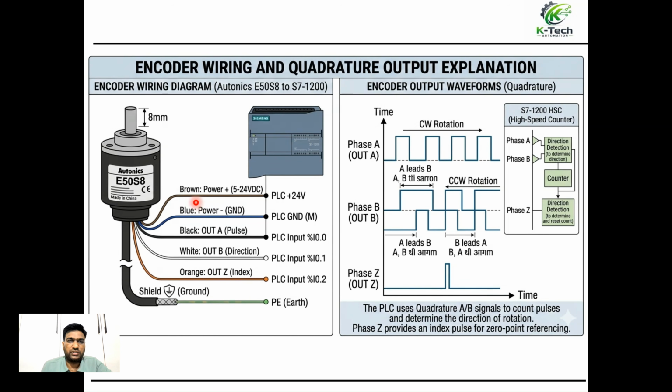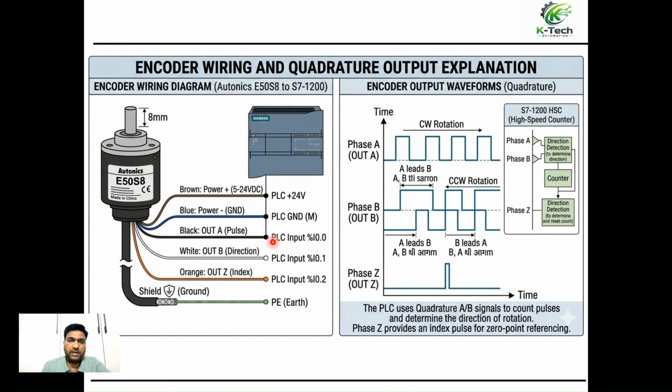Some wires. So brown is the positive wire of the encoder. It is mentioned how much voltage the encoder takes. Mostly 5 to 24 volt DC is supported. So brown is 24 volt DC. Okay, 5 to 24 volt. You can also use an external power supply, a 15 volt power supply also you can use, not an issue. Then blue is the ground, meaning negative. So black means out A pulse.